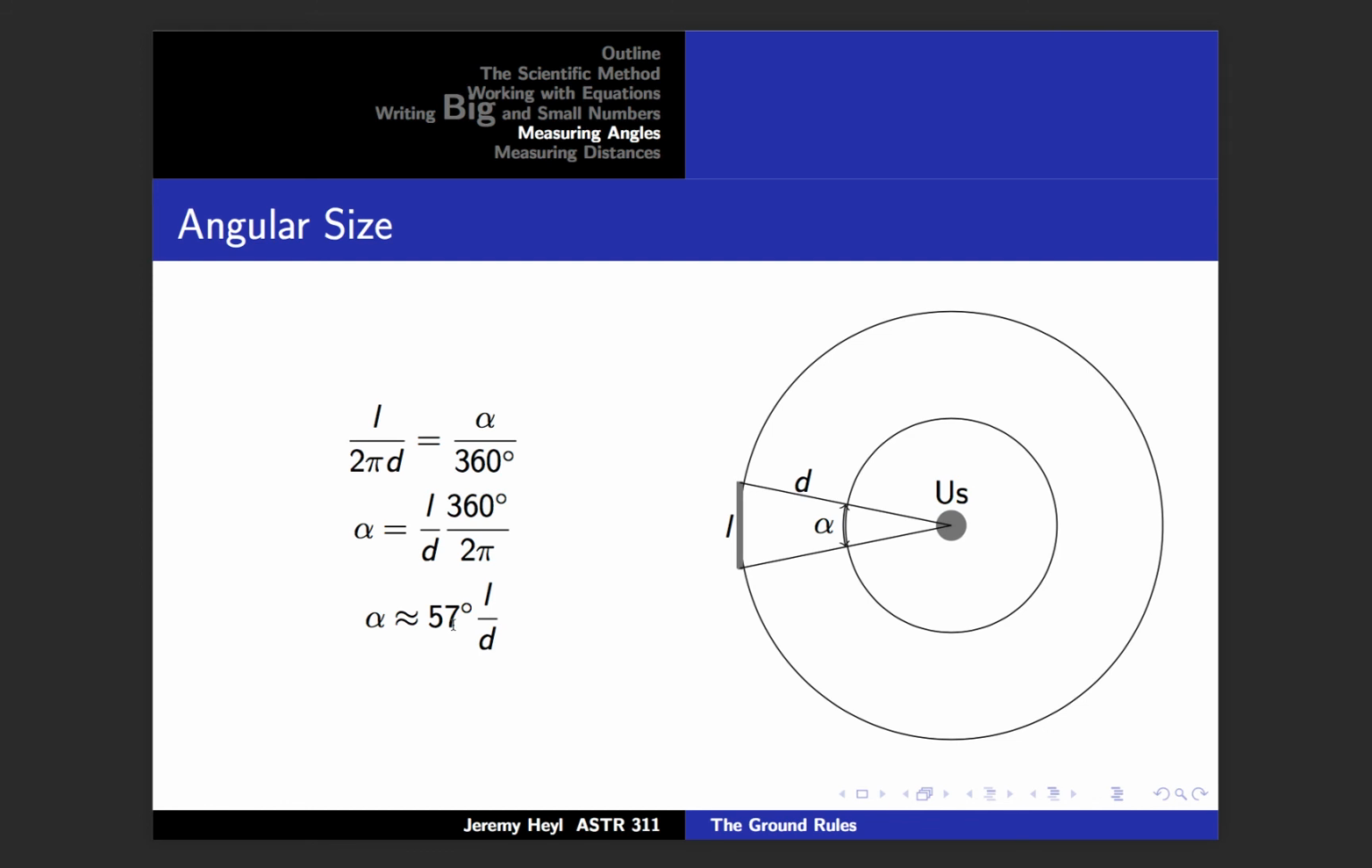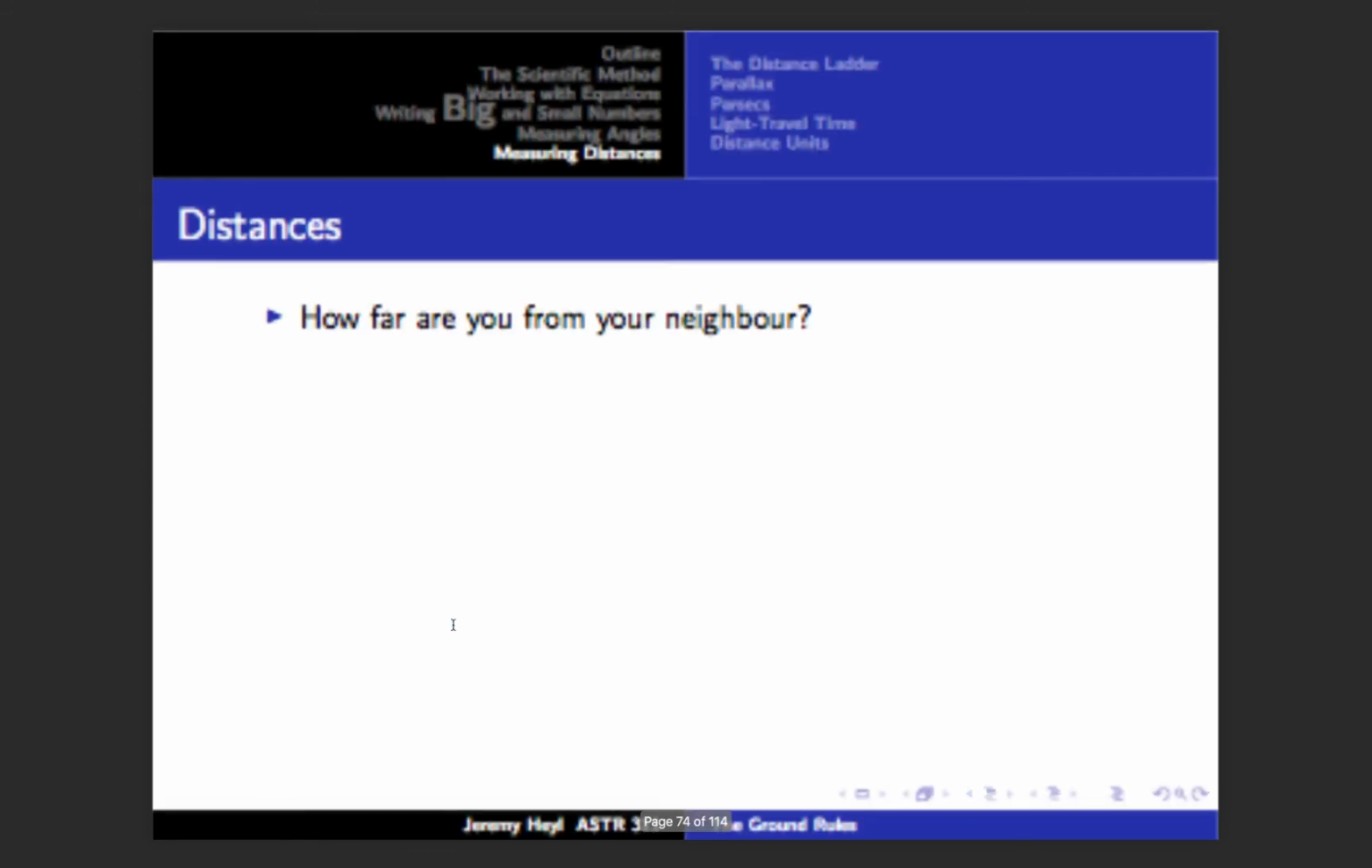Maybe I'm over-explaining it. But we can use this now to do a whole bunch of things. So typically, you can think about distances in astronomy, and they'll get really, really big. They go up by factors of 10 very quickly.